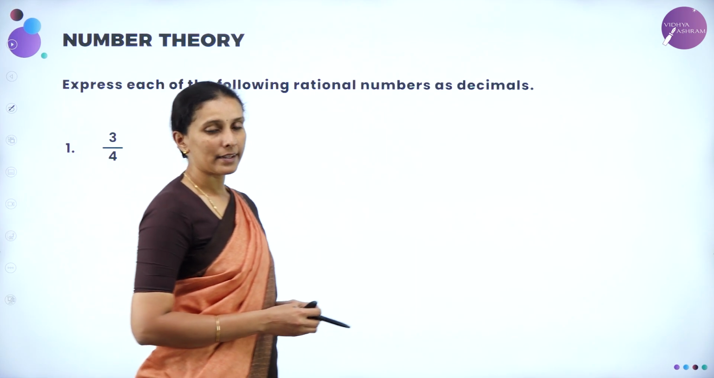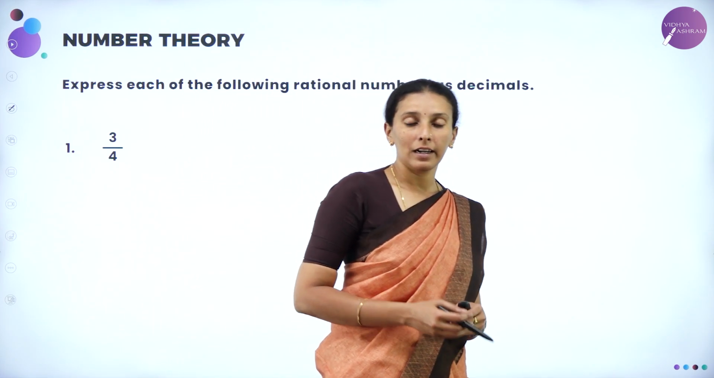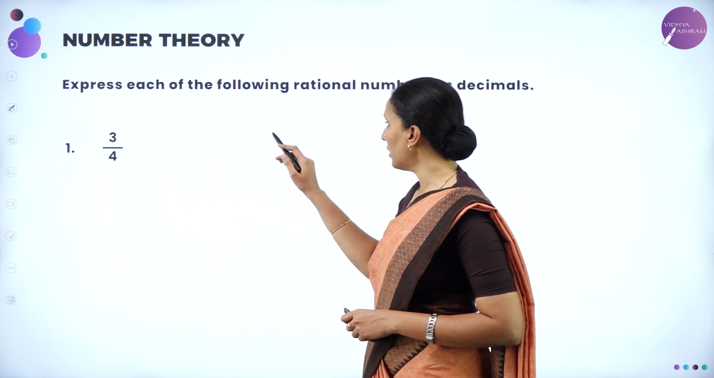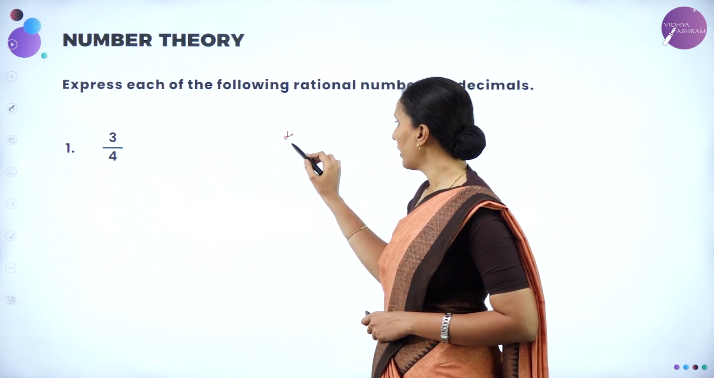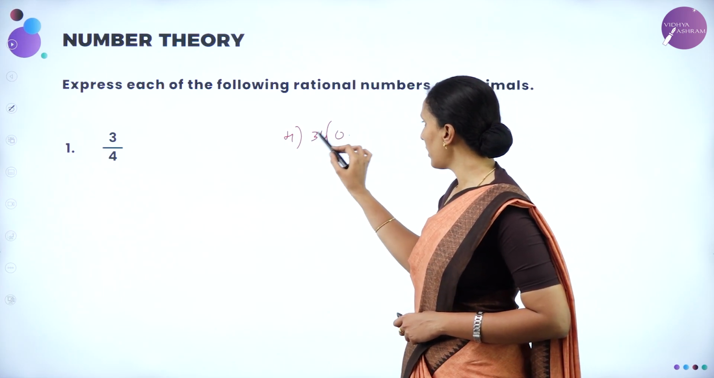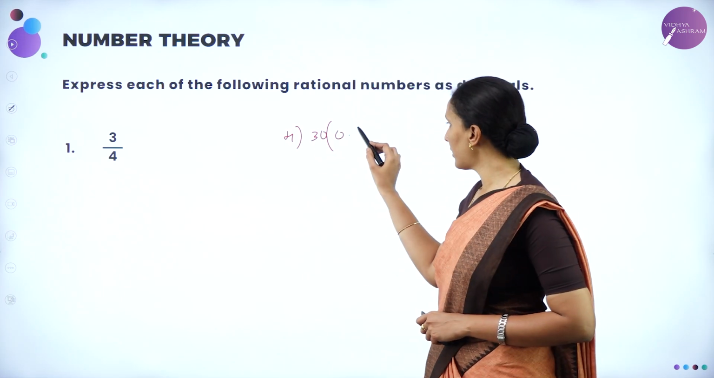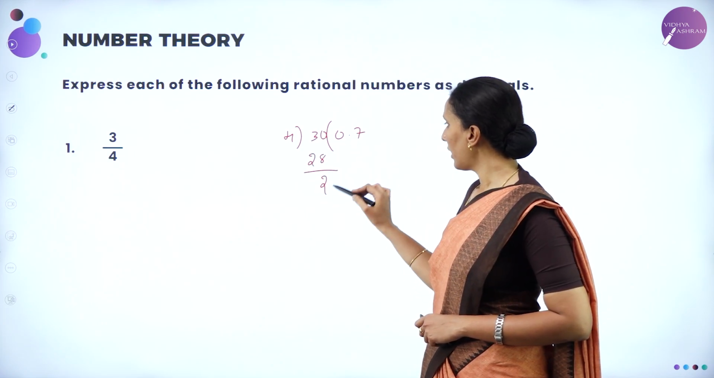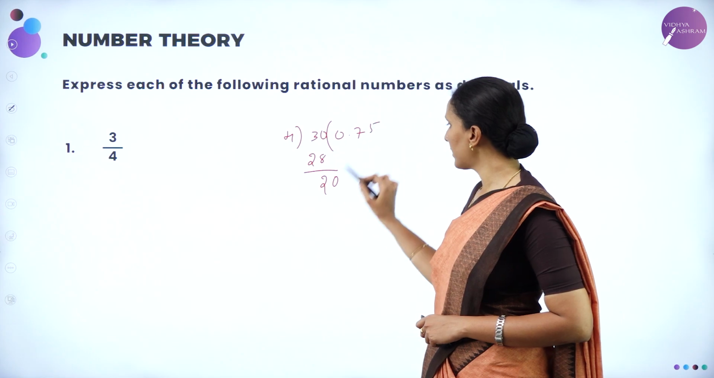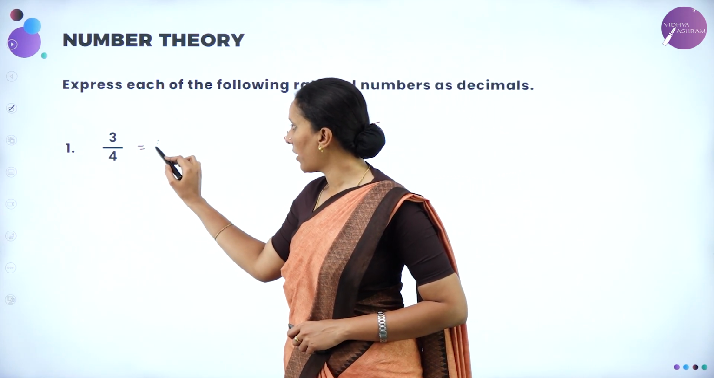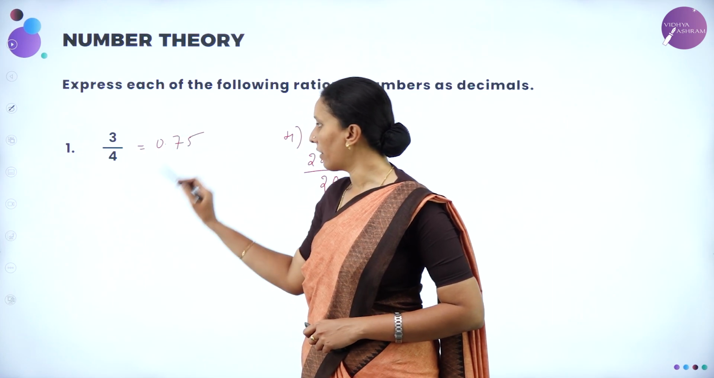Now, let us take an example of rational number and let us express them in a decimal form. So, we have 3 by 4 here. So, that means we need to divide 3 by 4. So, we will put 0 point here. So, 0 we will get. So, 4 sevens are 28, 2 remainder. Again, we can take 0, 4 fives are 20. So, therefore, the decimal form of 3 by 4 is 0.75.